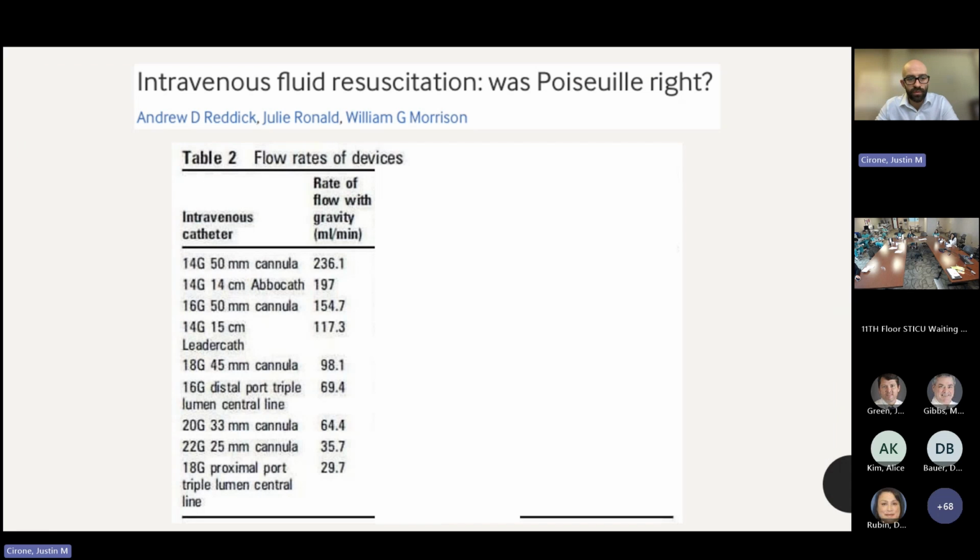This is probably old news to the majority of you, but again, just to show you the value of intraosseous lines, this is the flow rate through different size catheters and different length catheters with Poiseuille's law, meaning that the longer the tube, exponentially slower the flow rate is, and the wider the diameter of the tube, exponentially greater flow rate.